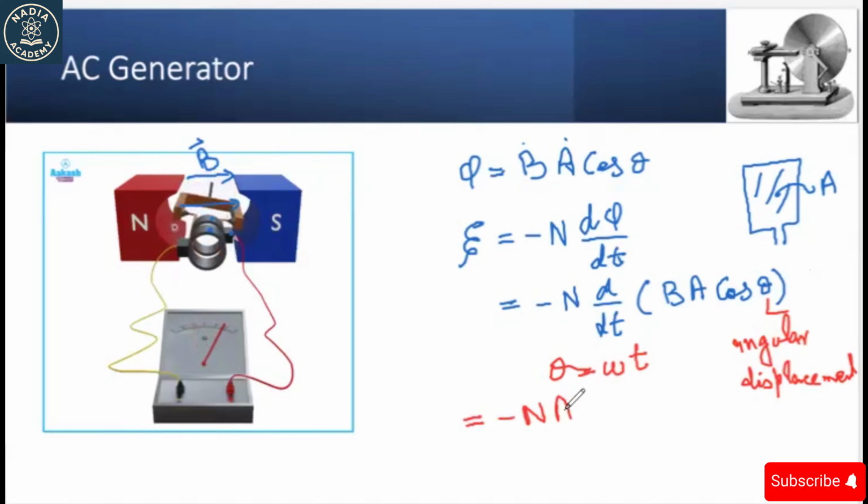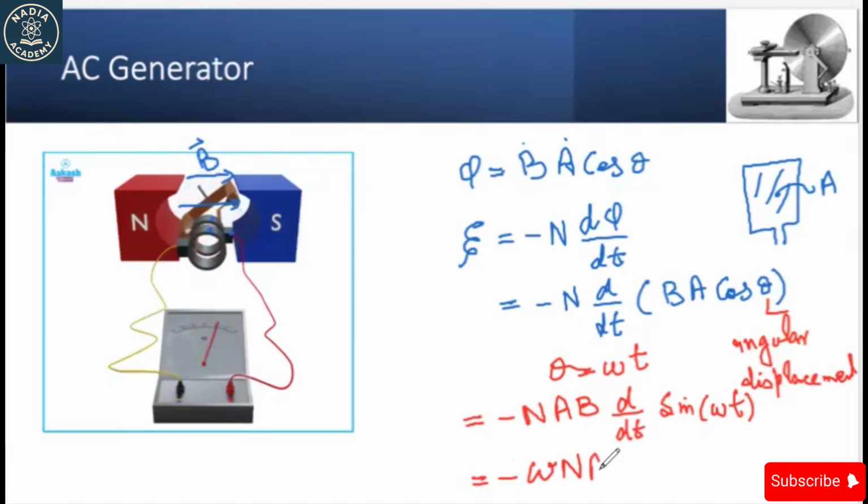A is the cross-sectional area, which is constant, so it is outside this derivative. And now we have the magnetic flux density because of the permanent magnet. This is also constant. Now you can see that the only time-dependent variable is sin omega t. The time derivative of sin omega t is cos omega t times omega. So minus omega, the angular velocity, N number of turns, A cross-sectional area of the coil, and B magnetic flux density.